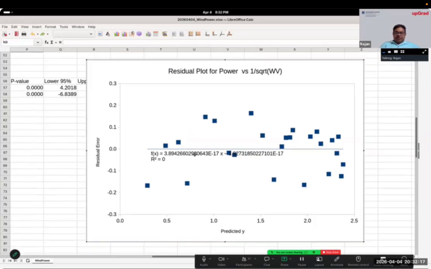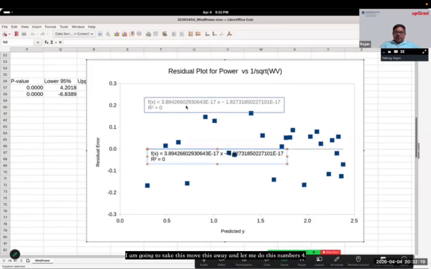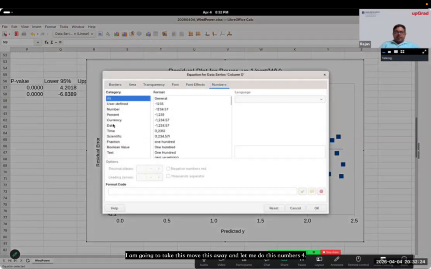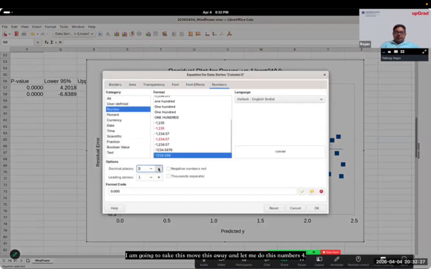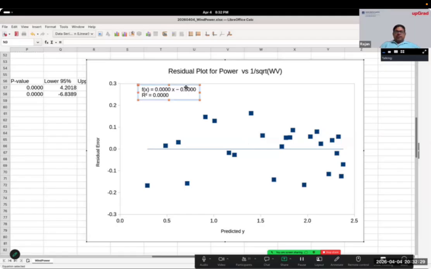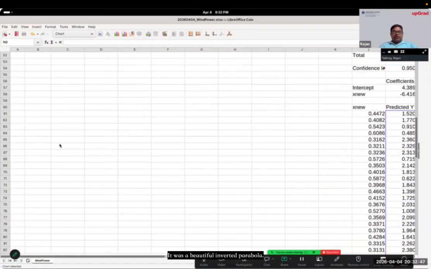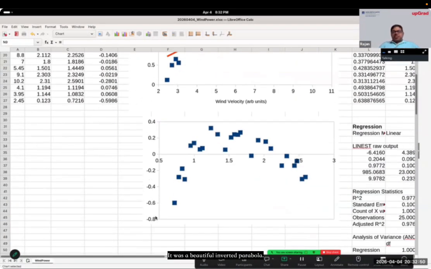This is a kind of difficult idea, and might be slightly confusing, but think of it this way. You see the trend line. Let's say the trend line has a 0, and we have a distribution of the errors around 0. Earlier, how was the distribution? It was a beautiful inverted parabola.